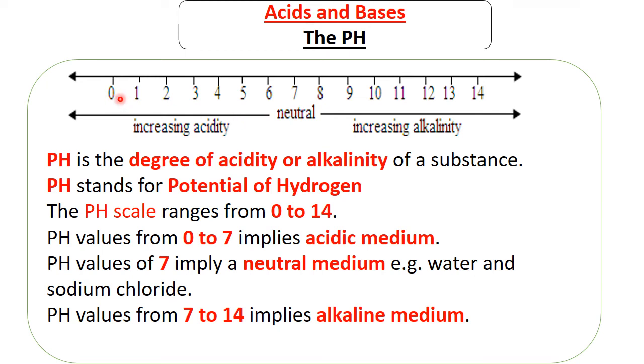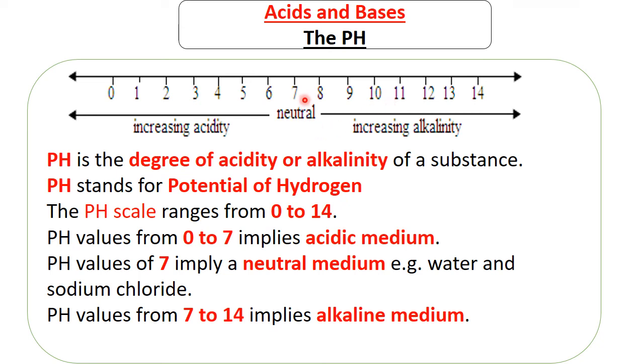So the pH meter has numbers from 0 to 14. In between there's 7. So 7 is for a neutral solution. A neutral solution is a solution which is not a base and it is not an acid, like water and common salt. Numbers below 7 are for acidic solutions, and numbers greater than 7 are for alkaline solutions.